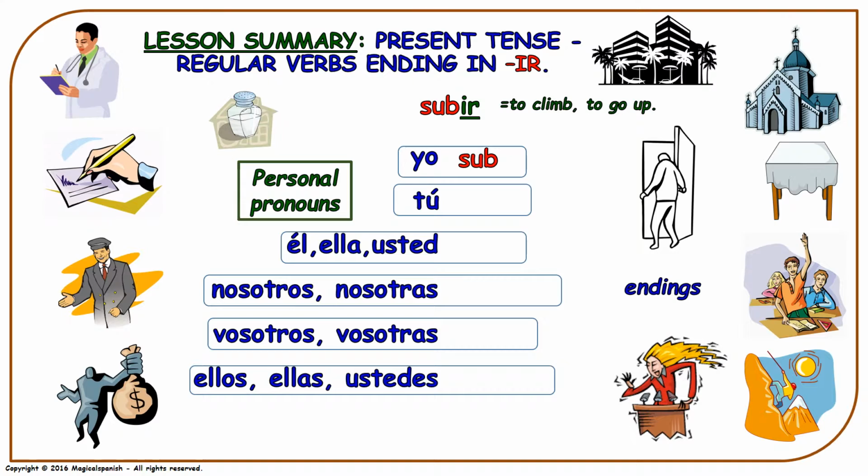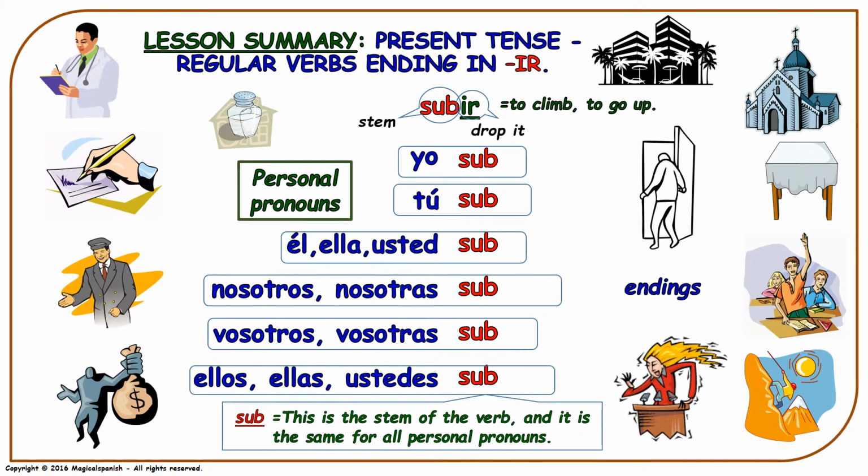Lesson summary. Present tense, regular verbs ending in IR. Now we're going to be working with subir. Subir is to climb or to go up. And the first thing we're going to do to conjugate this verb is to drop the IR ending. And the rest of the verb, in this case SUB, is going to be the stem. SUB, this is the stem of the verb, and it is the same for all personal pronouns.